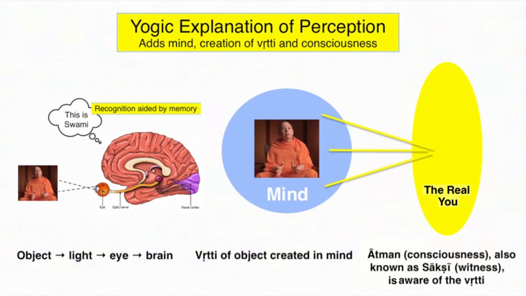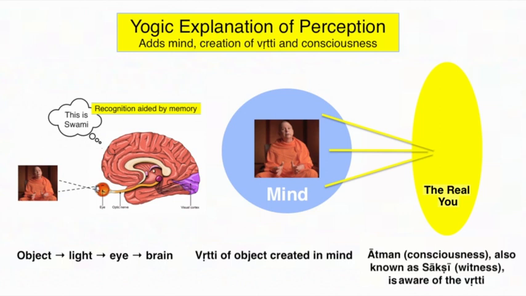That's the third step. And the image of me in your mind is known to whom? The simple answer is, to whoever is seeing it. That person is called Sakshi, witness or observer, the one who witnesses the activities of the mind. We're describing your experience, right?